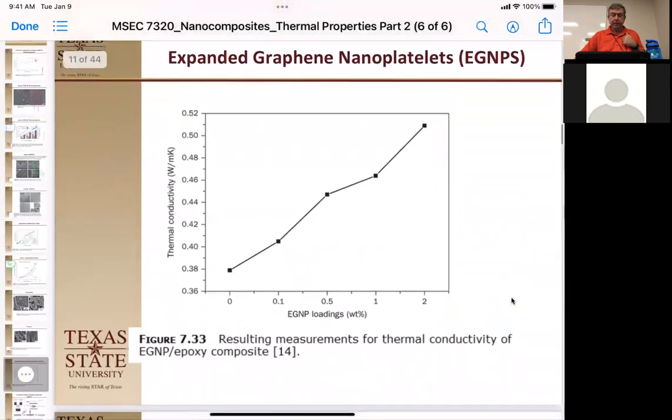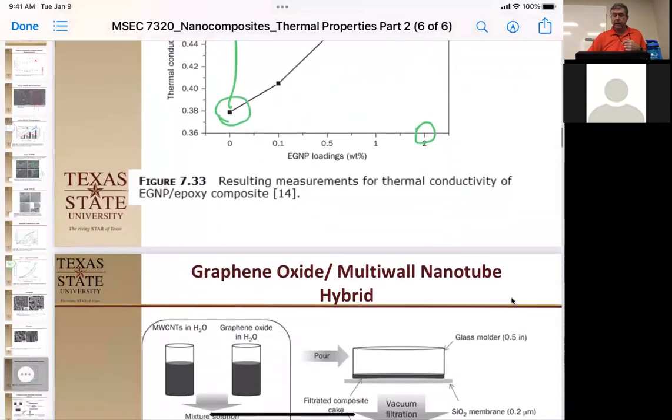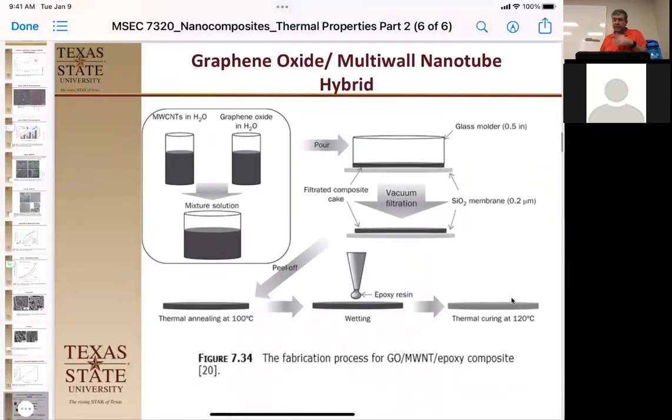And they saw the same thing with the expanded graphene nanoplates. In expanded graphene nanoplates, obviously, you put something in between them, and then you heat them really high, and it kind of makes this graphene-like foam. And when you intercalate it here, notice these are really low loadings. This is the polymer by itself, and this is a 2% here. And we get almost a 50% increase in the thermal conductivity with that low material. It's significant, but it's not like you're going to use it in a motor or anything as a heat sink.